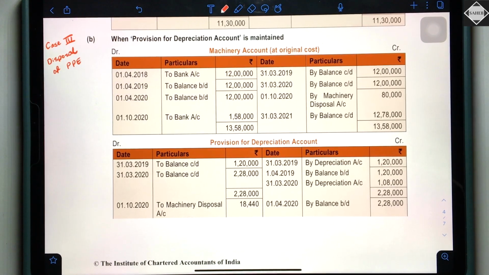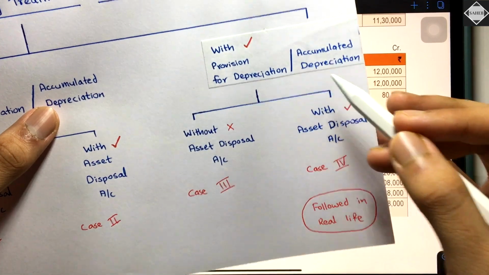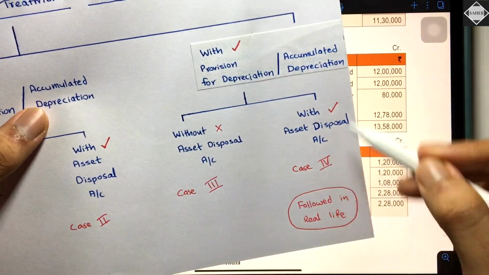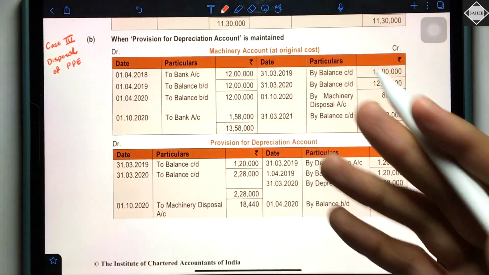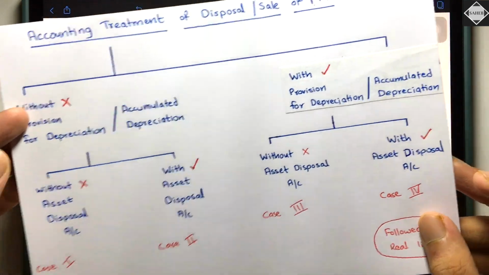What is case 4? Did you forget? Case 4 is when you are maintaining a provision for depreciation account or accumulated depreciation account, and then when you are selling off the asset, you are also opening a temporary account called the asset disposal account. That's case 4. Now this question can be solved with any case, it doesn't matter.